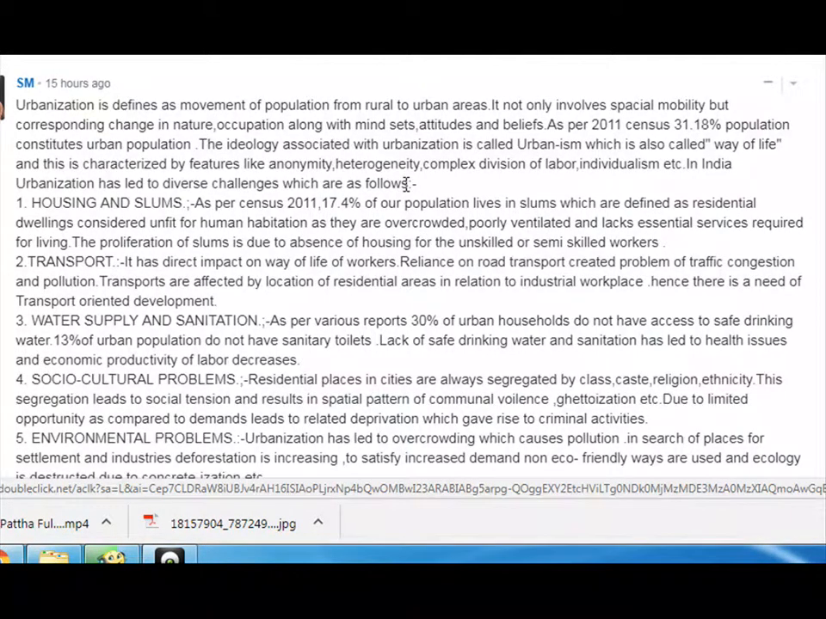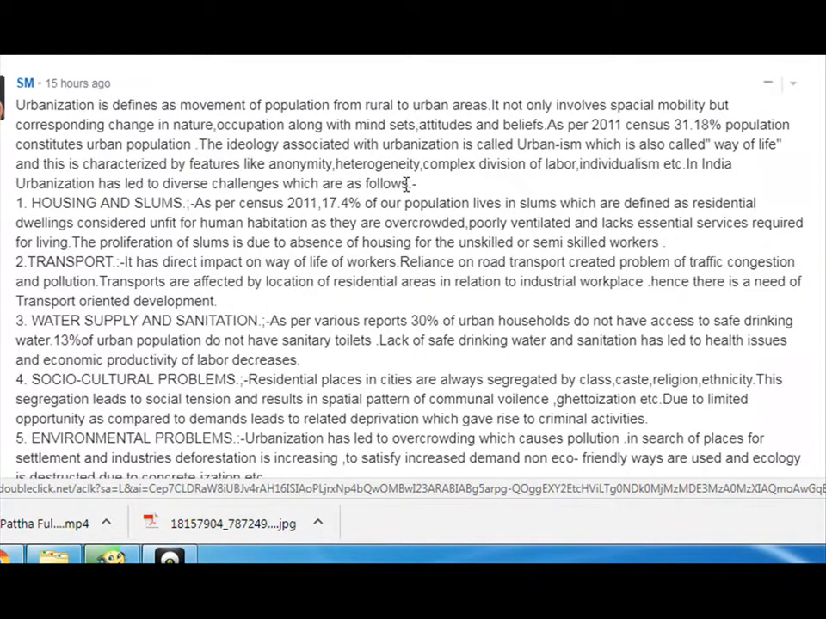2. Transport. It has a direct impact on the way of life of workers. Reliance on road transport created the problem of traffic congestion and pollution. Transport is affected by the location of residential areas in relation to industrial workplaces. Hence there is a need for transport-oriented development.